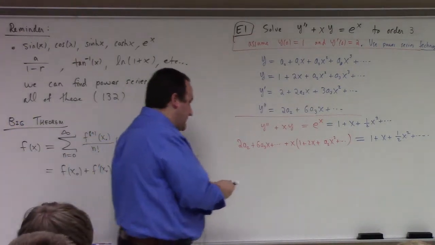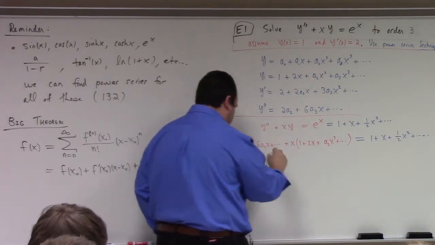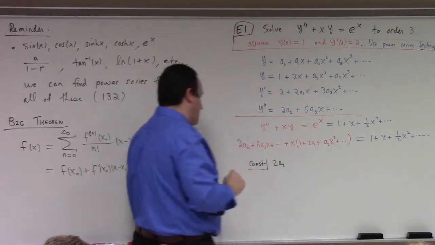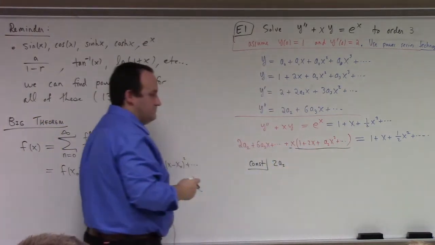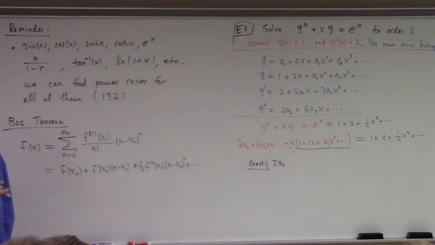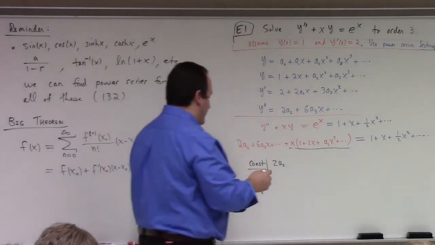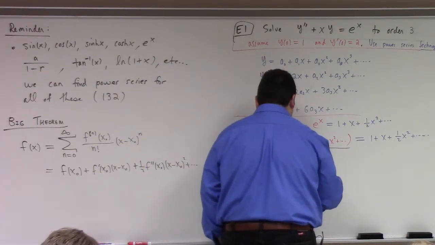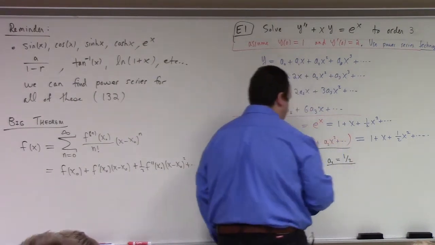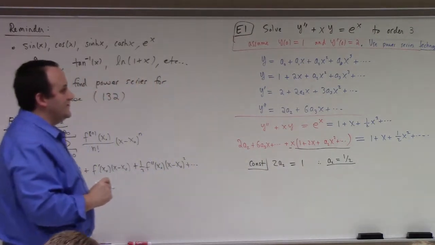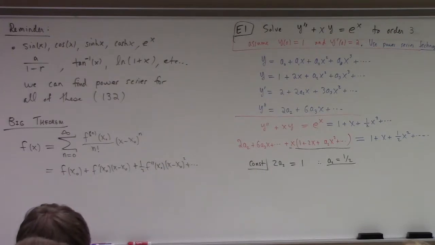We'll start with the constant terms. Constant terms, what we got here? We got 2a2. Is there any constant term in this here? No. I mean, there's an x multiplying everything. Can't get rid of it. No constants in there. On the other side, we've got 1. Hey, look at that. a2 is equal to 1/2. If I had not erased order 2 and made it order 3, we'd already be done. Right? But I said order 3, so we got to keep going.